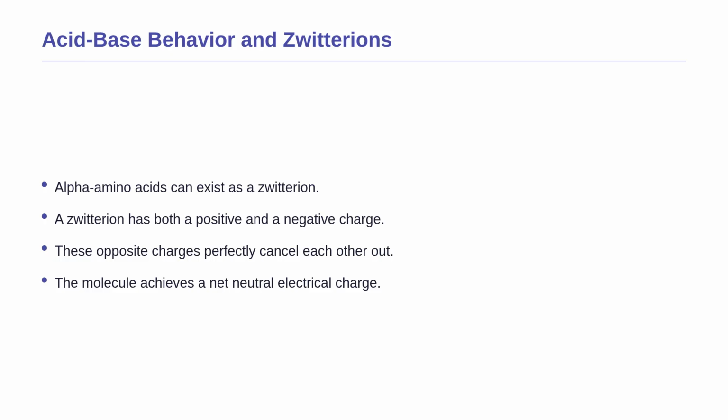This buffering ability brings us to one of the most important properties of an alpha-amino acid, its acid-base behavior. Specifically, we need to talk about its ability to exist as a zwitterion. A zwitterion is a unique molecular state where the molecule has both a positive charge and a negative charge at the exact same time. Because these charges are equal and opposite, they perfectly cancel each other out, resulting in a net neutral charge for the entire molecule. This delicate balance is highly dependent on the acidity of the surrounding environment.